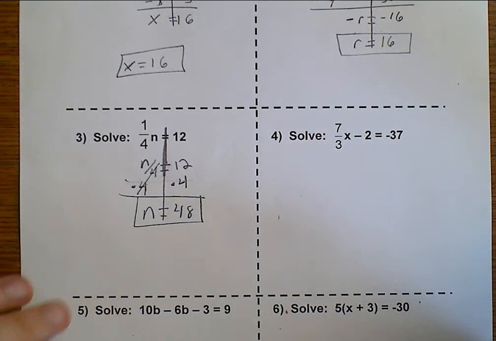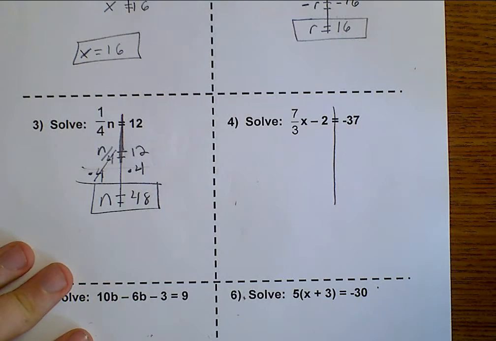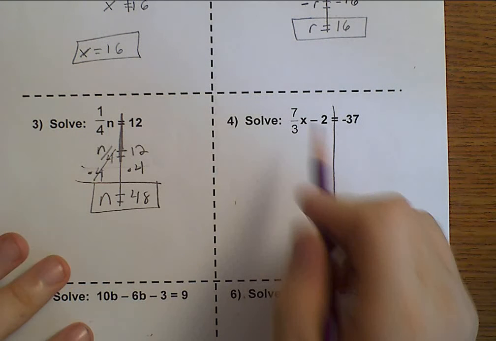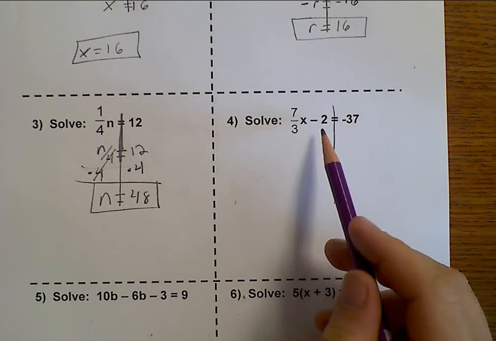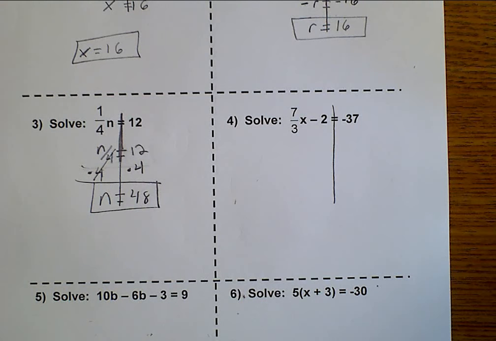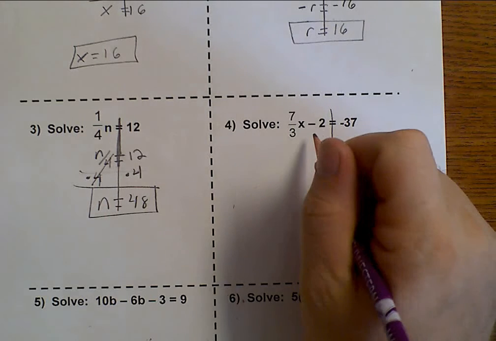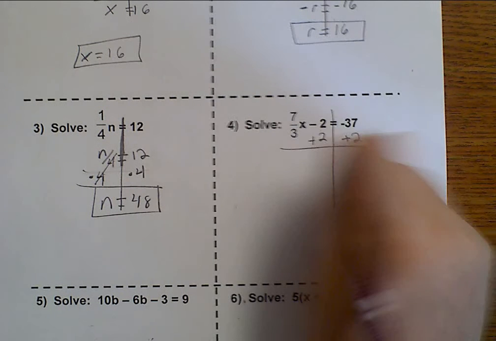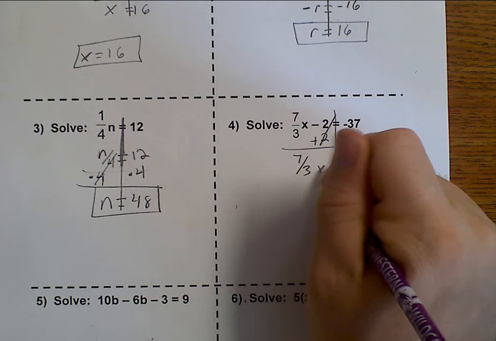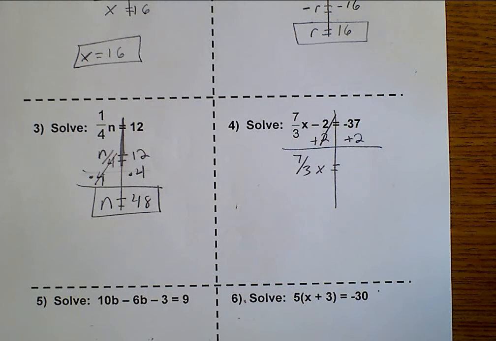For example number 4, what we want to do is we want to get x by itself. So we have two things. We have this 7/3 that's in our way. We also have a minus 2 that's in the way. Well, to do these, we want to do the reverse of order of operations. So normally you would multiply first and then add or subtract. When we're solving this, we have to do it backwards. So we have to add or subtract first and then multiply or divide. So to get rid of minus 2, I need to add 2. So those go away, giving me 7/3 x equals negative 37 plus 2 is negative 35.